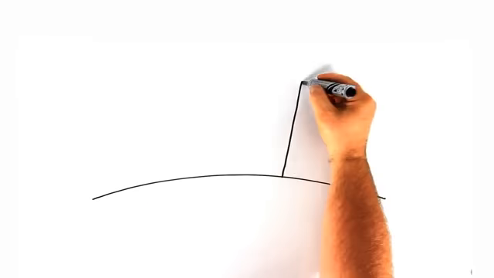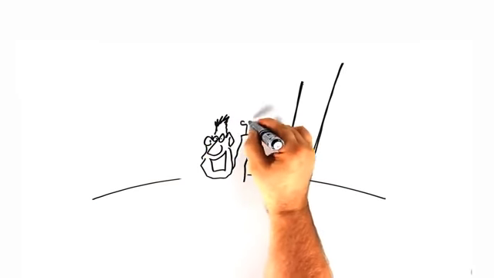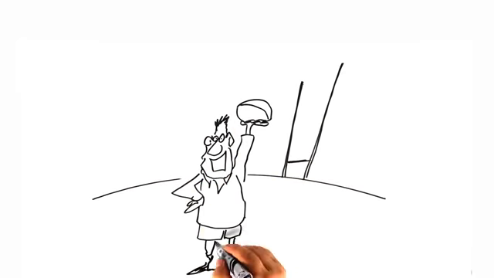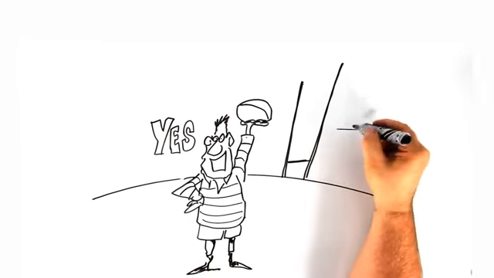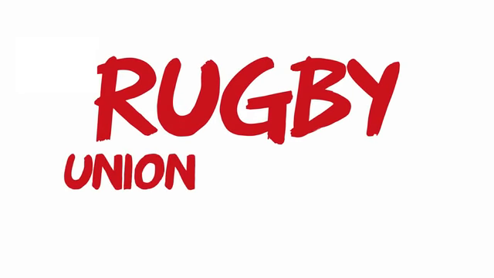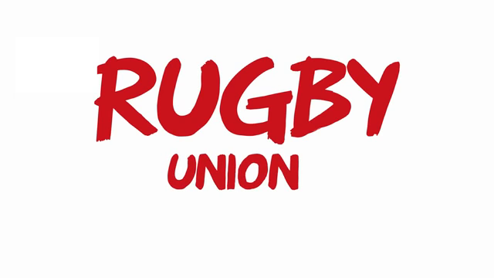You play rugby in a jersey, shorts and boots with studs, and you wear a mouth guard to protect your teeth. The ball is an oval shape and looks a bit like an egg. Because rugby originated in England, there are a lot of English expressions. There are two versions of rugby, rugby union and rugby league. This film is about rugby union, the most popular version of rugby around the world.